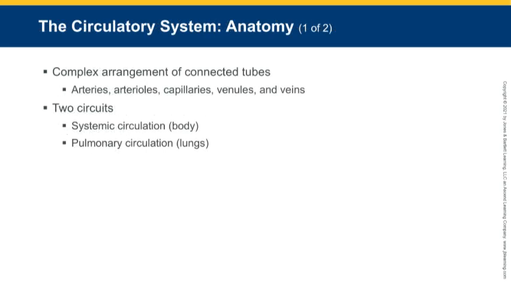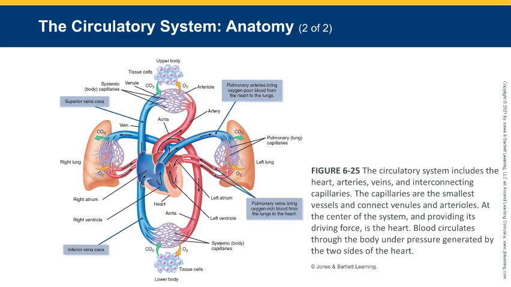The circulatory system is a complex arrangement of arteries, arterioles, capillaries, venules, and veins, with systemic and pulmonary circuits. The heart is a muscular organ that pumps blood throughout the body. It has 4 chambers, 2 atria and 2 ventricles. The heart's electrical system controls the timing of the heartbeat by generating electrical impulses.